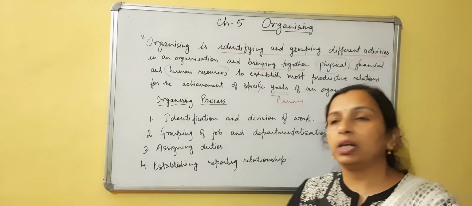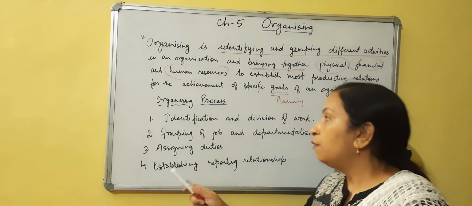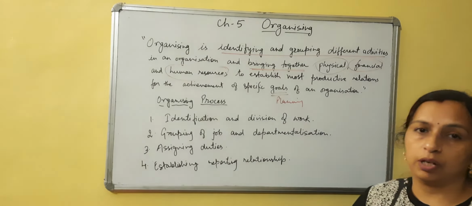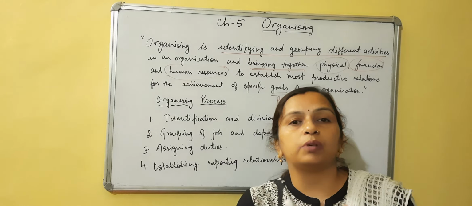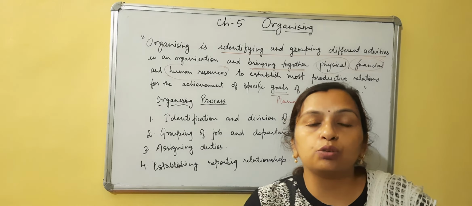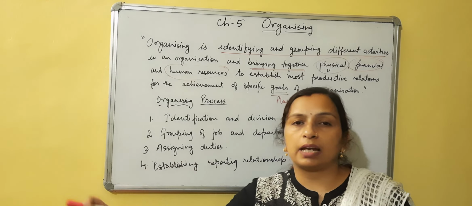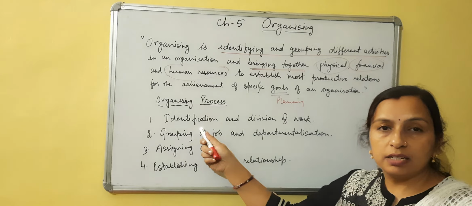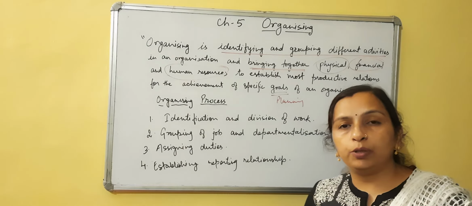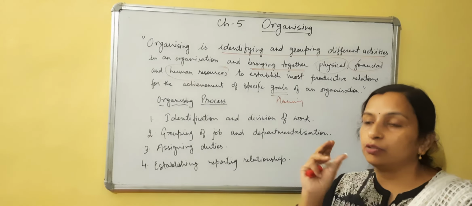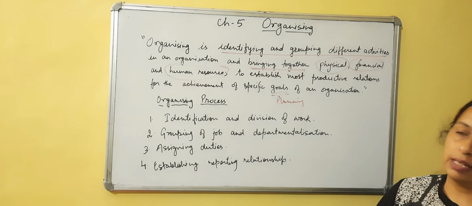Now after the definition, we'll come to the process of organizing. There are 4 steps in the organizing process. First is identification and division of work. Whatever work is to be done, first you have to divide the work into smaller units, and each unit is known as a job, so that a job is assigned to a particular person. We identify what work is to be done, then divide that work into small job units, and then that small job is given to a particular person. This is the first step in the organizing process.